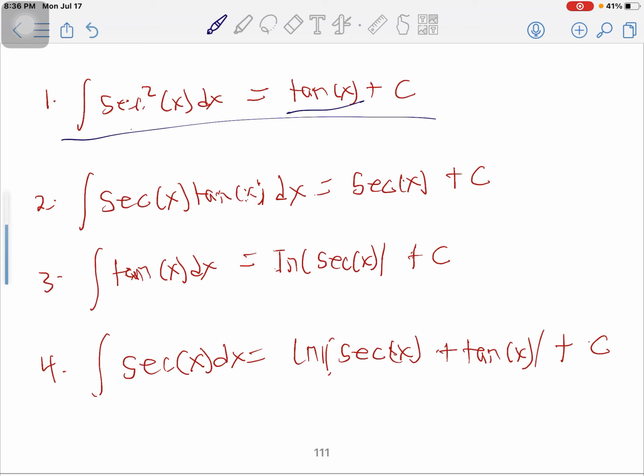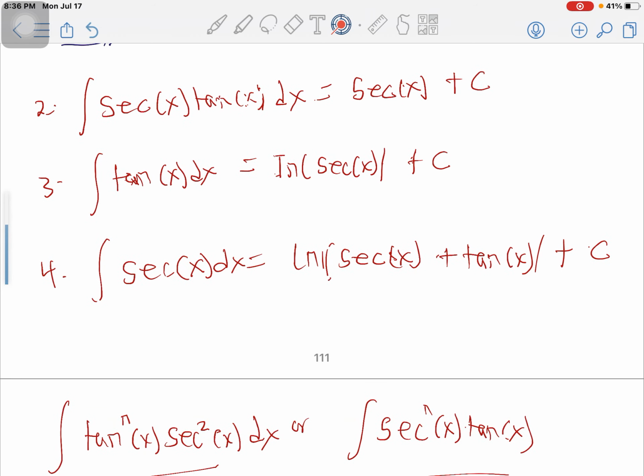As I said, take note of these integrals. We know that the derivative of tan x is sec squared x, therefore the integral of sec squared x is tan x. We also know that the derivative of sec x is sec x tan x, and therefore the integral of sec x tan x is equal to sec x plus c. The next one is the integral of tan x, which is equal to ln of the absolute value of sec x plus c.